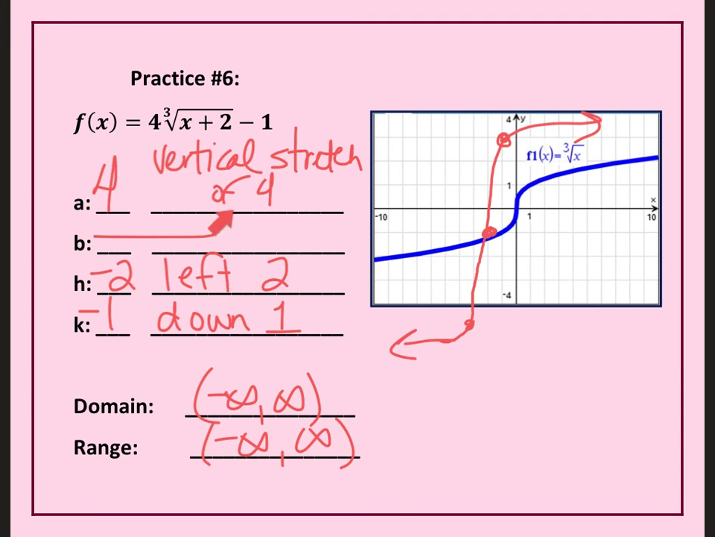Okay, so this was our last one that we're doing today. A was 4, caused a vertical stretch of 4. This caused the graph to go left 2 and down 1. Again, the first point I moved was the origin, left 2, down 1. And because A was a vertical stretch of 4, I went up 4, 1, 2, 3, 4, over 1. And I went down 4 and over 1. And this is an example of a vertical stretch.